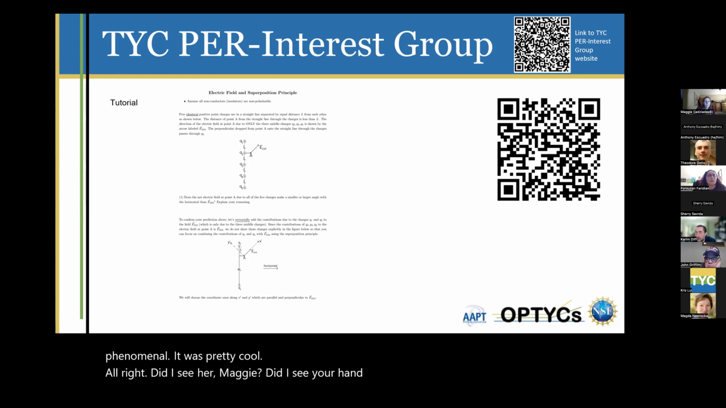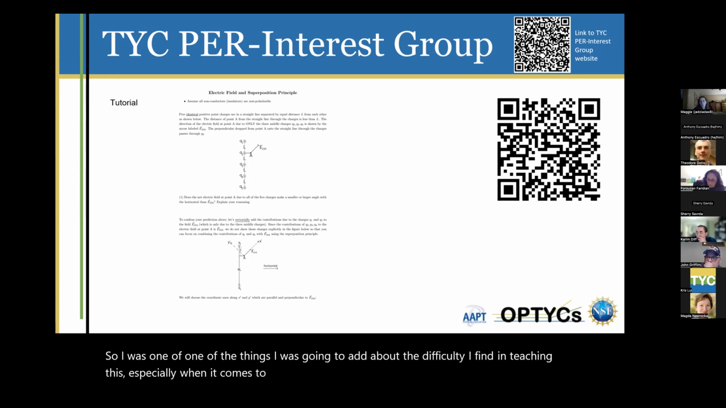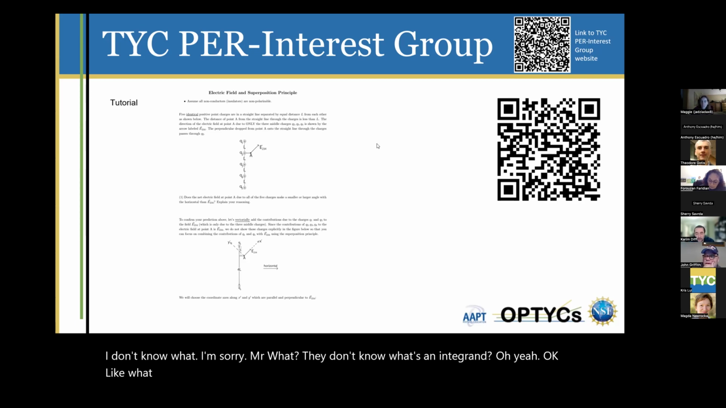Yeah, Maggie. So one of the things I was going to add about the difficulty I find in teaching this, especially when it comes to the continuous charge distributions and Gauss's law, is they don't know what an integrand means. I'm sorry, I missed that. They don't know what an integrand means. Like, what does dq mean?